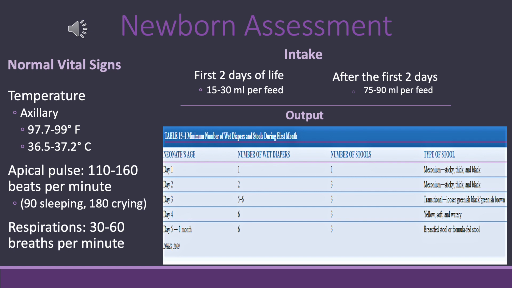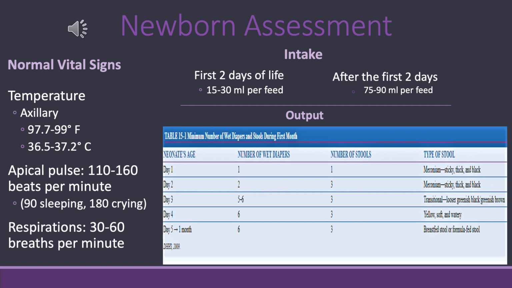Respirations are usually 30 to 60 breaths per minute, but not consistent regular respirations like that of an adult. These are respirations that will be periodic, sometimes quicker than others, sometimes small pauses.